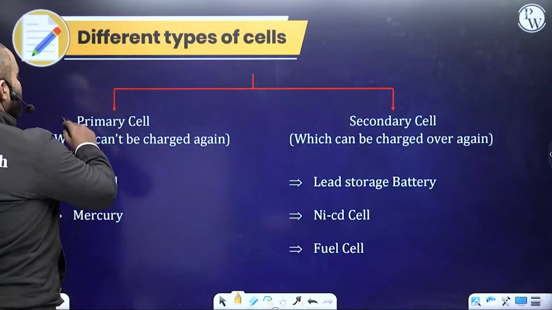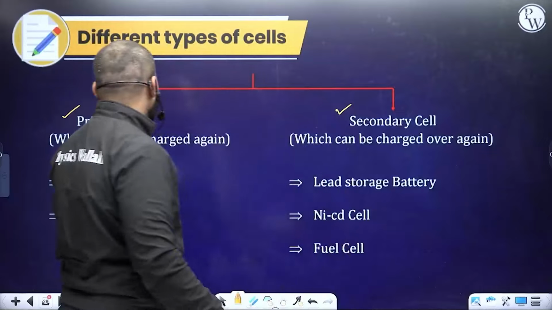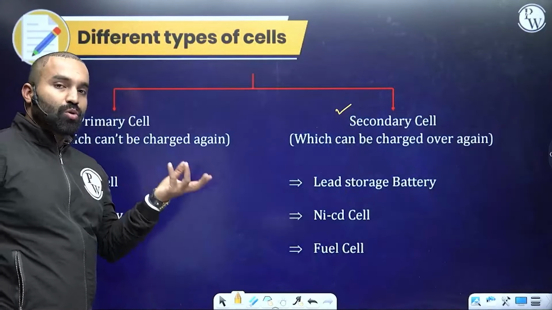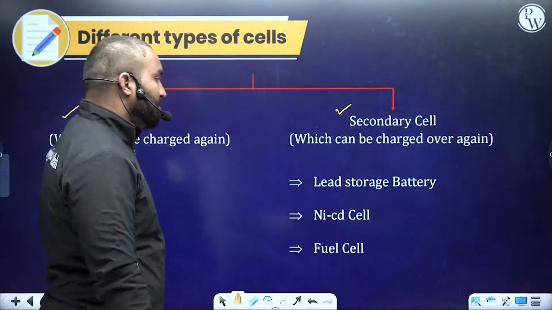There are two types of cells. One is called primary cell, the other one is called secondary cell. The primary cells are those which cannot be charged again. They have to be just used and thrown away. They are use and throw. But the secondary ones can be recharged.